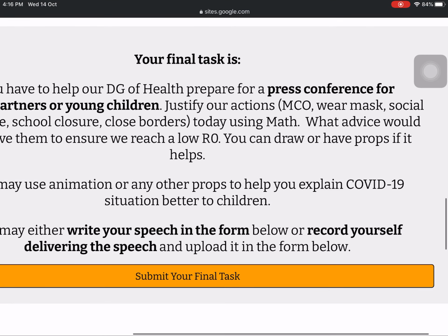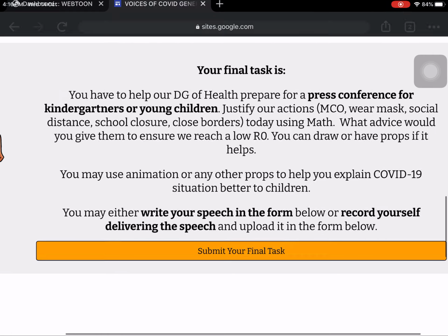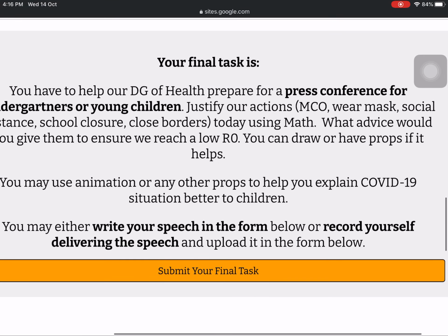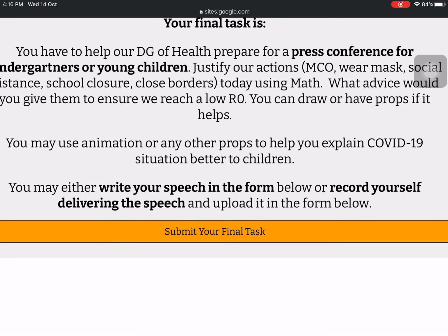Alright, so use maths. What advice would you give the kids to ensure we reach a low R0? You can draw or have props if it helps. You may use animation or any props to help explain the COVID-19 situation better to children. You may either write your speech in the form below or record yourself delivering the speech.